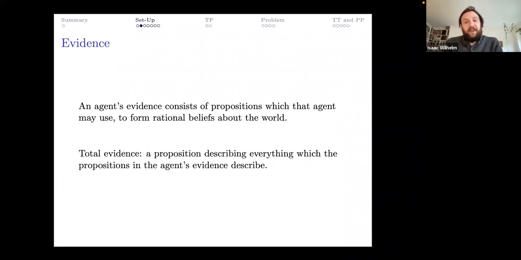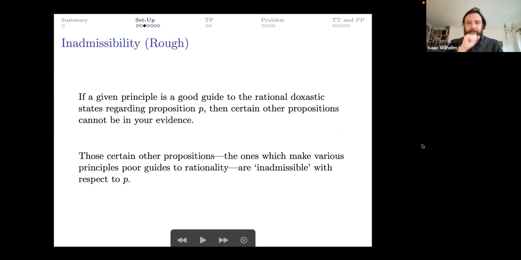So these two notions, evidence and total evidence, should be pretty straightforward and pretty familiar to us, but I just wanted to mention them quickly because they will play a role in the principle to come. Okay, now for the trickiest thing.